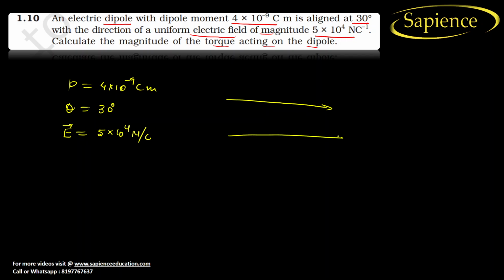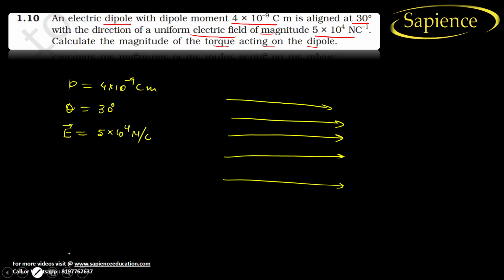So if you depict the diagram, let us suppose these are the parallel field lines, right? These are the uniform field, and now let us suppose there is a dipole. So we can put here the dipole which is making an angle of how much? 30 degree, right? Let us suppose there is a positive charge, there is a negative charge, it may be positive, it may be negative, right?